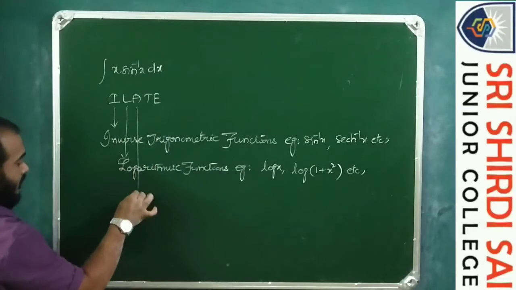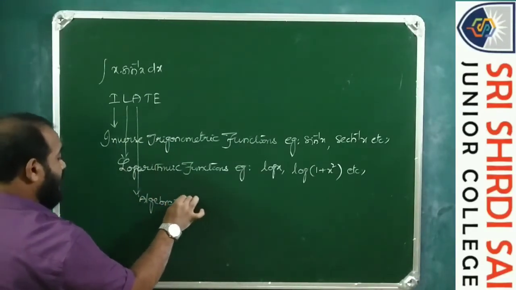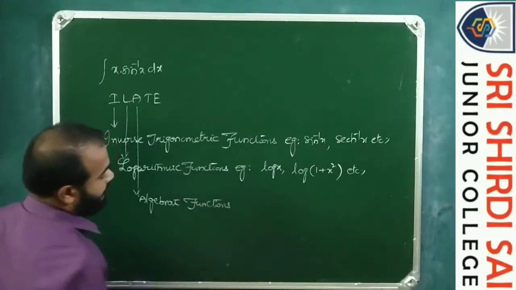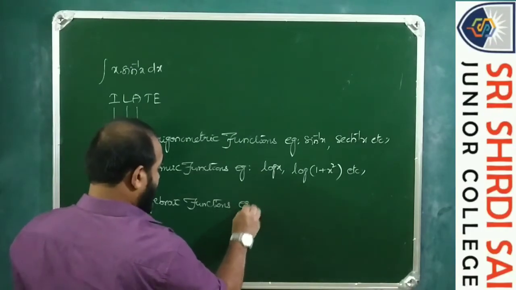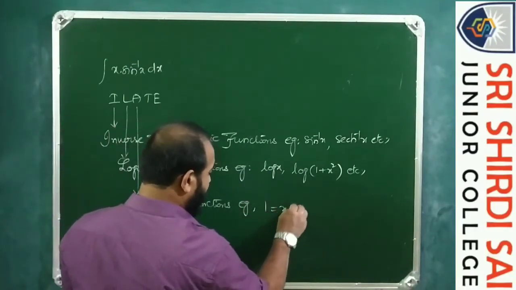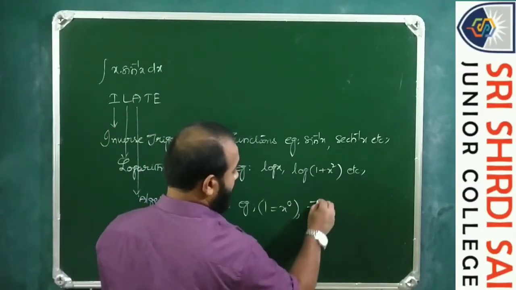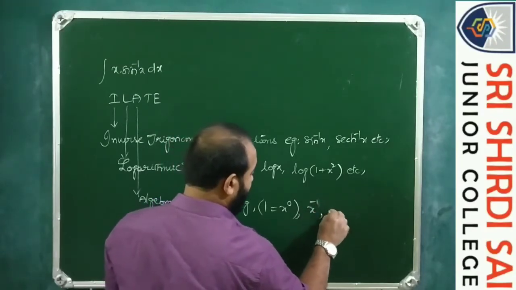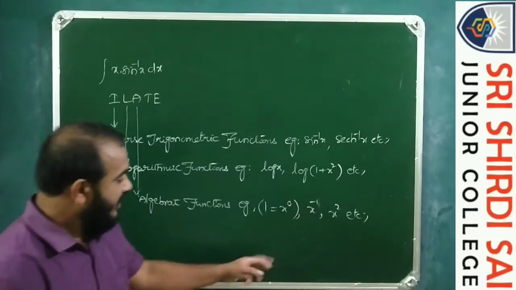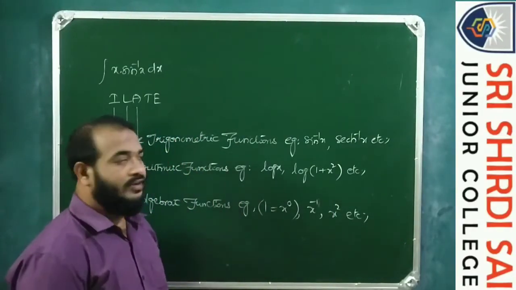A stands for algebraic functions. Algebraic functions: 1, because 1 is equal to x power 0, x power minus 1, x square, etc. So we can understand it as x power something. Those are all treated to be algebraic functions.